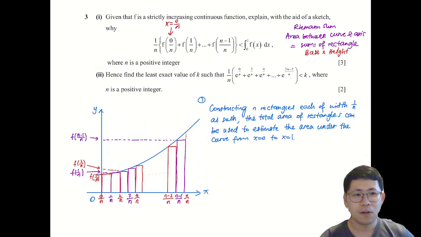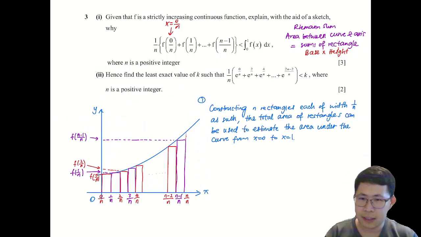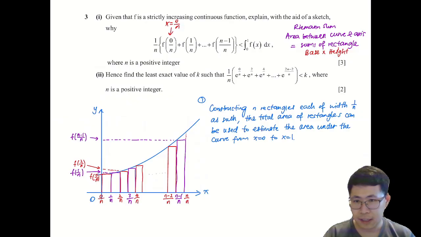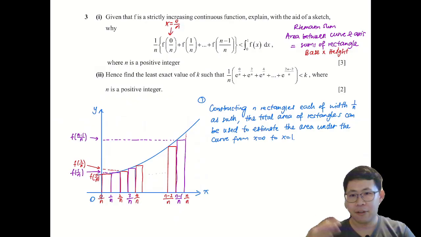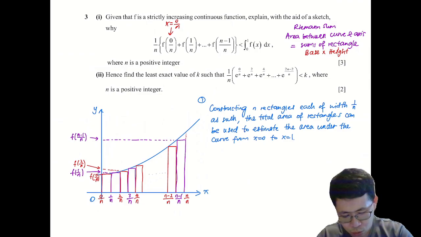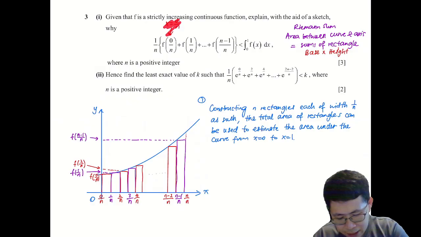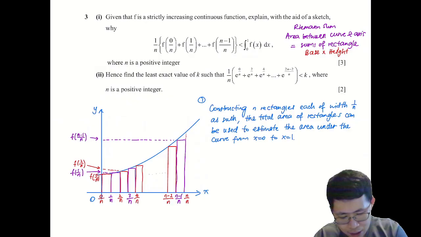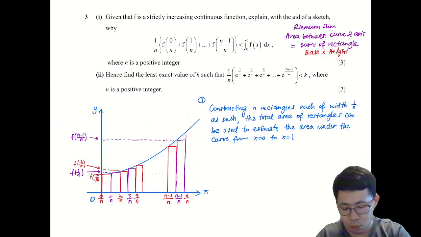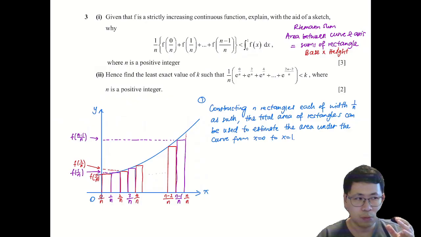So the first point over here is used to describe the process of constructing n rectangles, each of width 1 over n, as in the diagram beside, and the total of the rectangles can be used to estimate the area under the curve from 0 to 1. So what we are doing over here is using the area of the rectangles to estimate the area under the curve. This is the essence of the Riemann sum. So point number one is to talk about the essence of the Riemann sum. What does it take to do a Riemann sum, or what does it really mean by area under the graph?